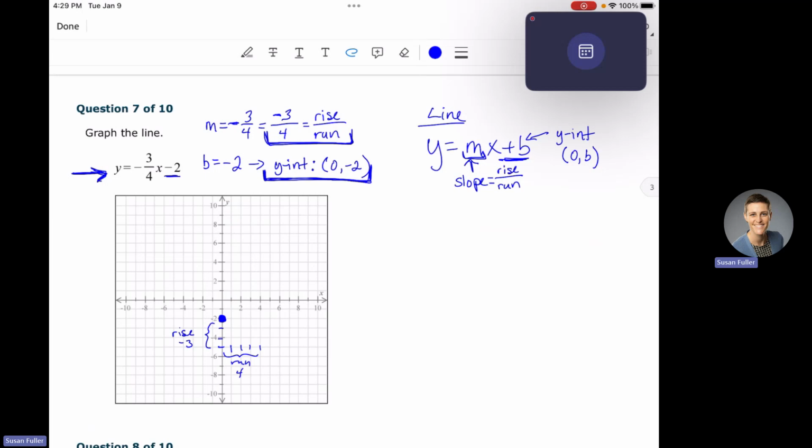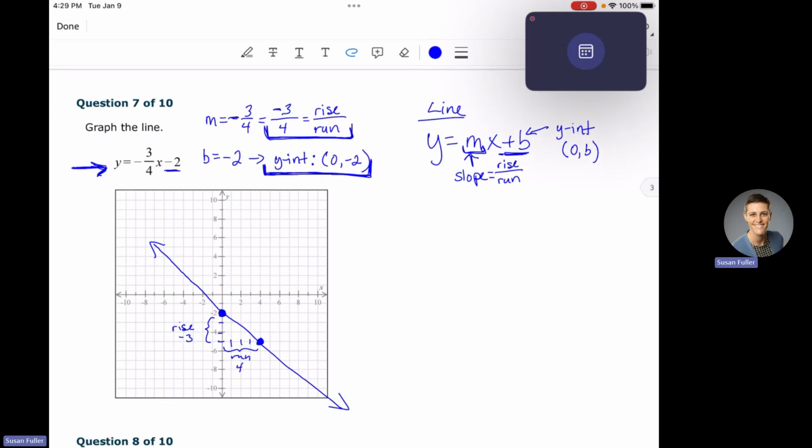And after you rise and run, wherever you end, that is the second point here. So we went down 3 over 4, and now we have 2 points. Once you have 2 points, you, my friend, have a line. We just need to connect those with a straight line, and again, I'm just going to do my best here. It doesn't have to be perfect. I'm going to eyeball this. Use your imagination and pretend that that's straight. And so that's what this line looks like. It's going to go through (0, -2) and the point (4, -5). And so that is our line.